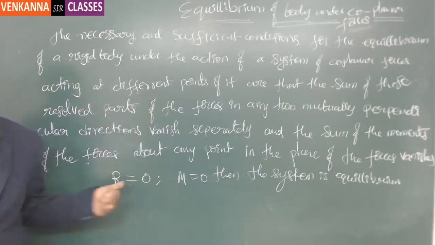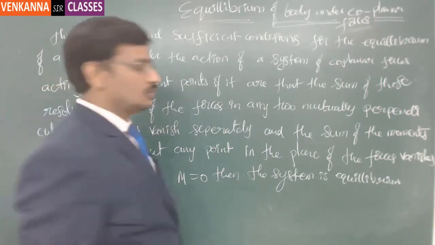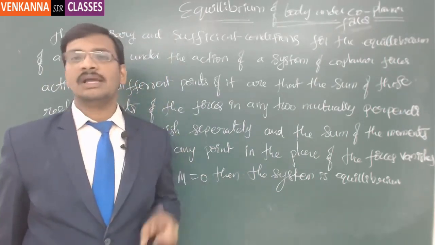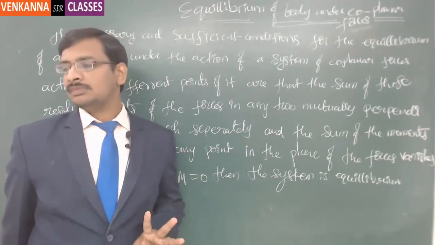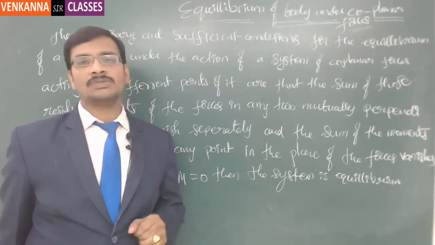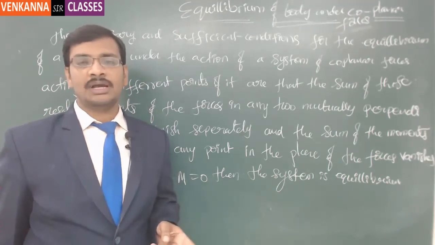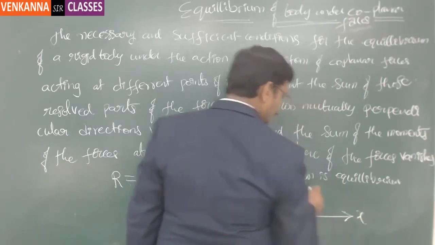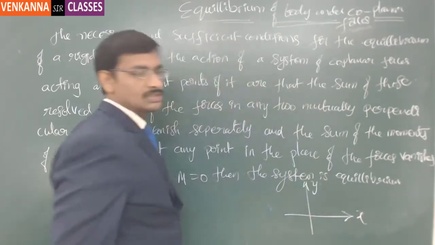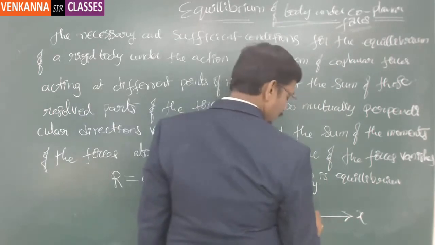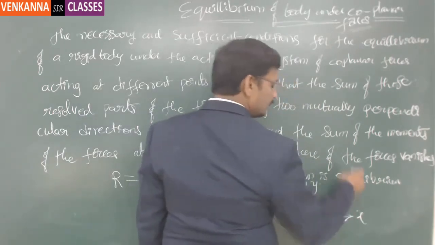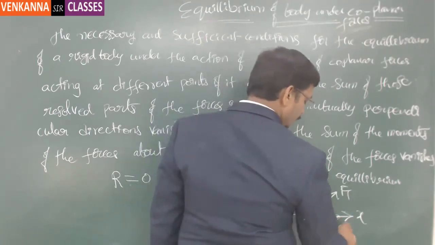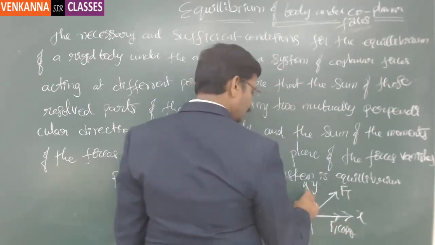Now, to assure that R is equal to 0, the simplest way is, even if you have 100 different forces, every force can be made into two different parts which are perpendicular to each other, along the x-axis and y-axis, which is the standard convention for resolving any force. Suppose one force is acting like this, this is F1, then the horizontal component of the force is F1 cos theta and the vertical component of the force is F1 sin theta.